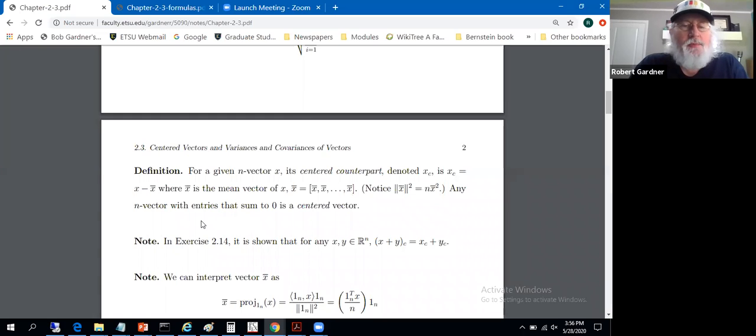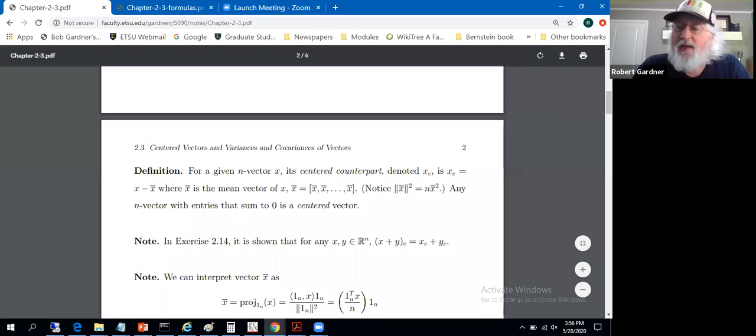Any vector for which the entries, the coordinates, sum to 0 is called a centered vector. We'll do some computations where we find centered counterparts. I won't really encounter this more general idea here. But what we want to do is express means and standard deviations. We'll also look at covariances and correlations, and express those in terms of vectors.